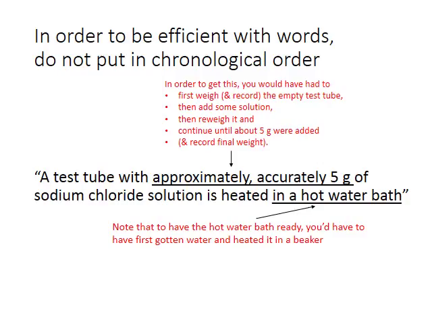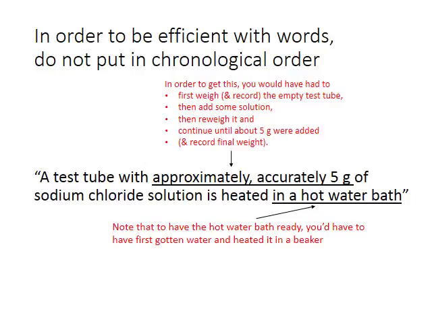Also, if you are writing a lab procedure for a student, it's nice to put it in chronological order so that they don't forget to do something they needed to do. But when I'm writing it for an audience of a science professional, I can be much more efficient if I don't put it in chronological order. So for instance, if I say a test tube with approximately accurately 5 grams of sodium chloride solution is heated in a hot water bath.